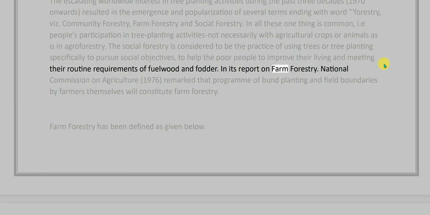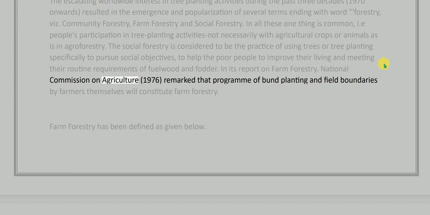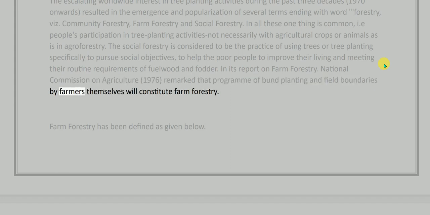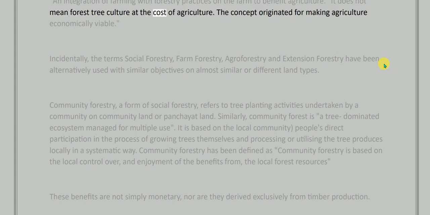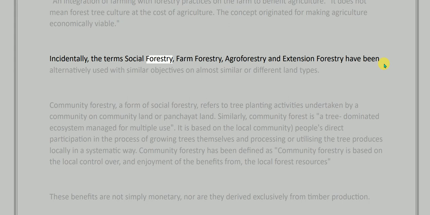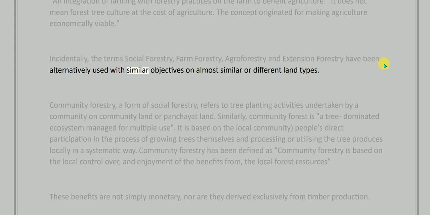In its report on farm forestry, the National Commission on Agriculture, 1976, remarked that a program of bund planting and field boundaries by farmers themselves will constitute farm forestry. Farm forestry has been defined as given below. An integration of farming with forestry practices on the farm to benefit agriculture. It does not mean forest tree culture at the cost of agriculture. The concept originated for making agriculture economically viable. Incidentally, the terms social forestry, farm forestry, agroforestry and extension forestry have been alternatively used with similar objectives on almost similar or different land types.